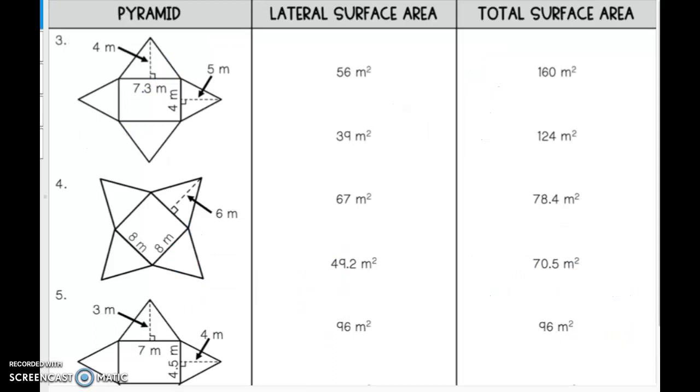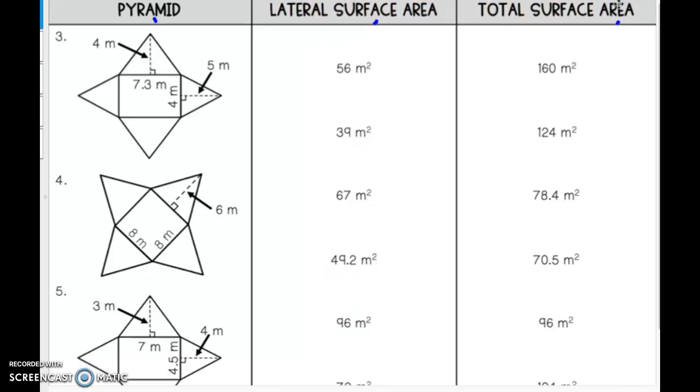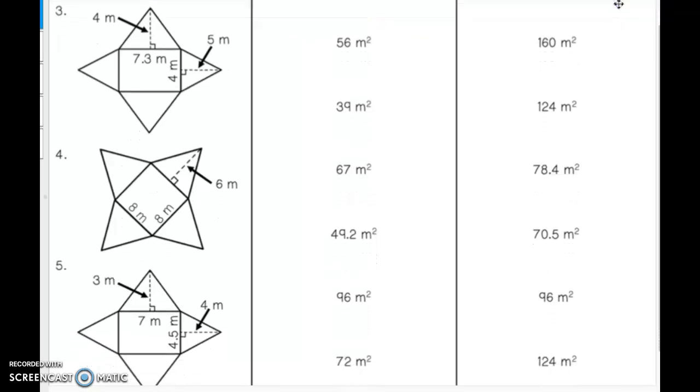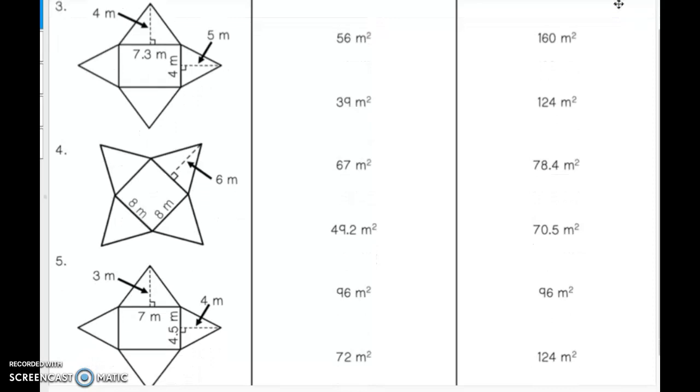All right, on this one, let me pull this up a little bit too. As you can see, we've got the pyramid, we've got the lateral surface area, then the total. Remember, lateral is all the sides minus the base. Total is obviously all of them, including the base. So I'm going to pull this up so you can just see all the numbers. And we have 3 different pyramids.